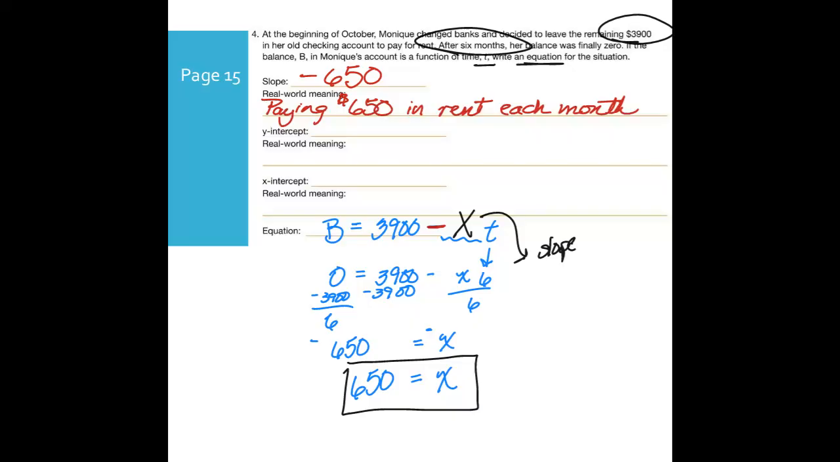The y-intercept is going to be on the y-axis. How much is she starting with? So her y-intercept is $3,900. And that would be dollars, actually. The real world meaning there is her initial balance in the account.